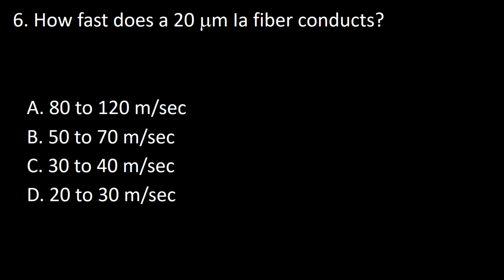Next question. How fast does a 20 micrometer A-alpha fiber conduct? A. 80 to 120 meters per second. B. 50 to 70 meters per second. C. 30 to 40 meters per second. D. 20 to 30 meters per second.